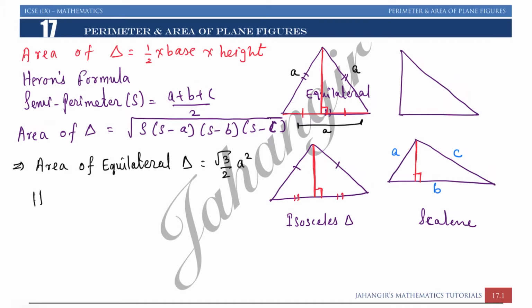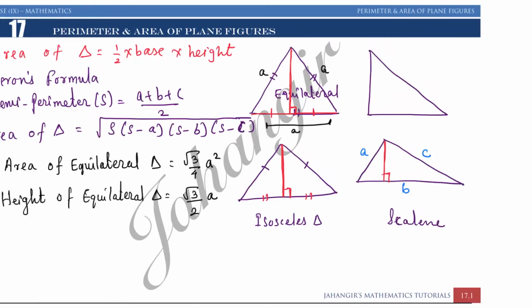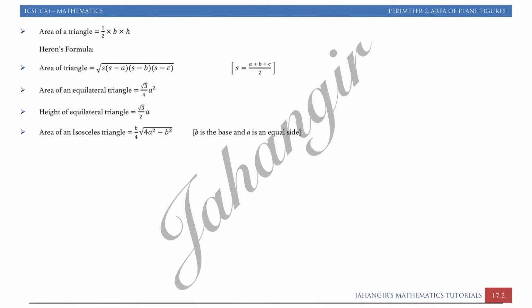Even we can find height of equilateral triangle by taking formula as root 3 by, sorry, this is root 3 by 4, it's not 2, this is root 3 by 4 and this is root 3 by 2 side. You have to remember these four formulas to learn this topic. Write down all formulas in your notebook. Then we will proceed with the first question.